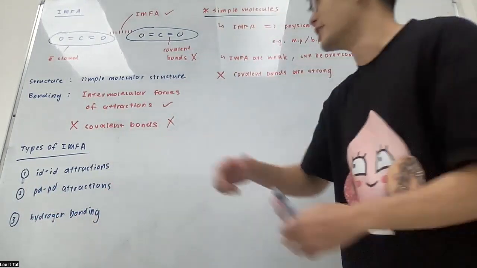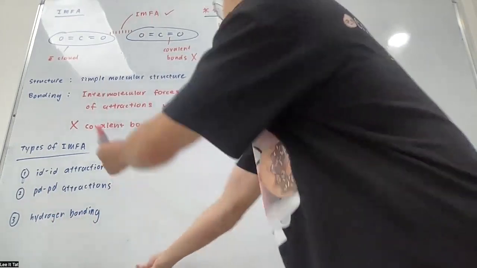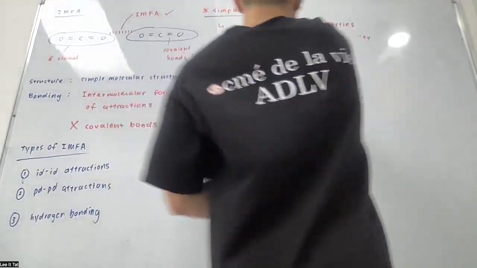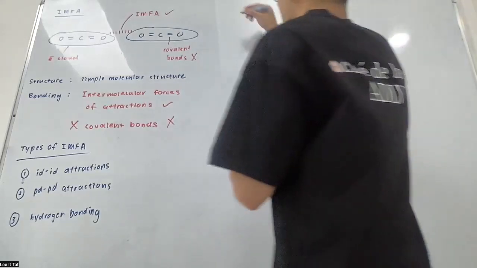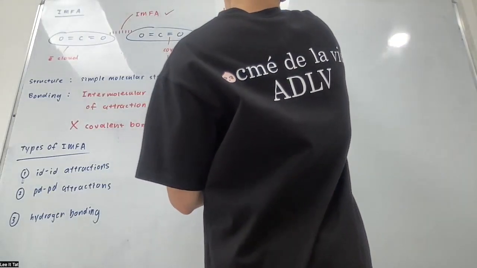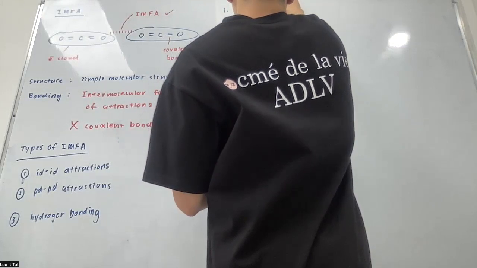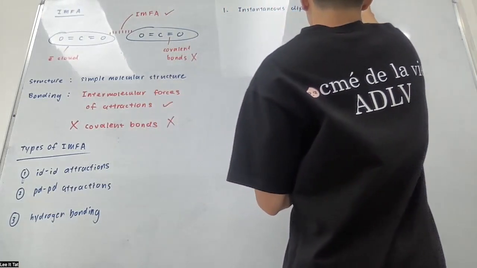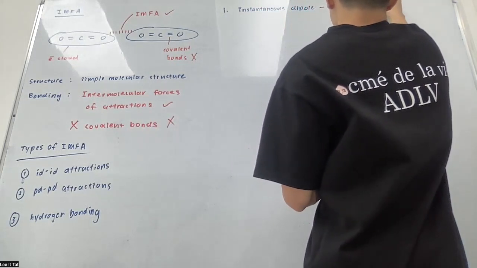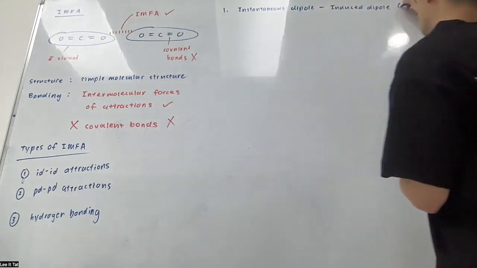Anyways, let's talk about the first one. The first type of intermolecular force is called IDID. The full name isn't really written there yet, so let's write this down. It's called instantaneous dipole-induced dipole. Now, in the exam, you can just write IDID attractions.